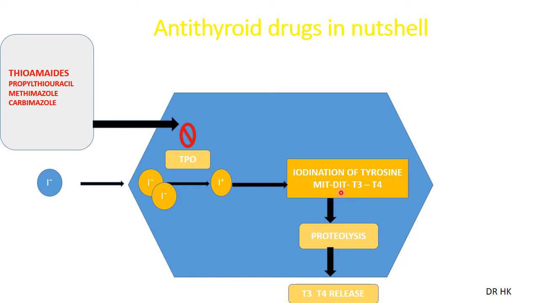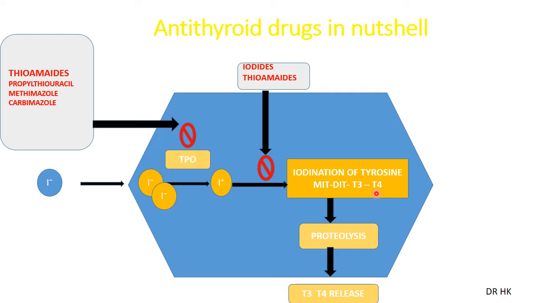Now, how can we inhibit the synthesis of thyroid hormones? By giving thioamides. This is a group of drugs including propylthiouracil, methimazole, carbimazole. These drugs inhibit the thyroid peroxidase enzyme, and they inhibit the conversion of iodide to hypoiodate. They have one more action. They inhibit the coupling reaction also. So they inhibit the formation of T3, T4, which results from the coupling reaction.